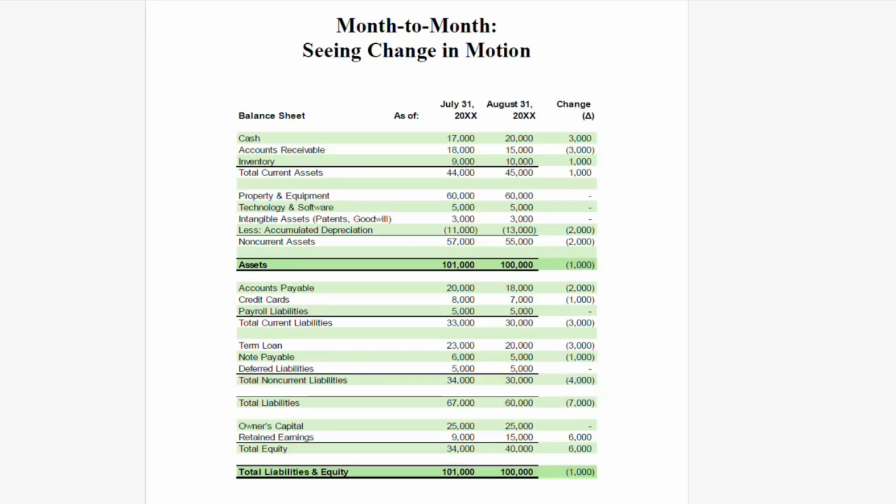There's one thing that I want to point out on a balance sheet that you'll notice, and that is they will usually speak in terms of "as of." As of a date. That's accounting speak for "this is a snapshot in time." In other words, these balance sheets are the end of July and the end of August.